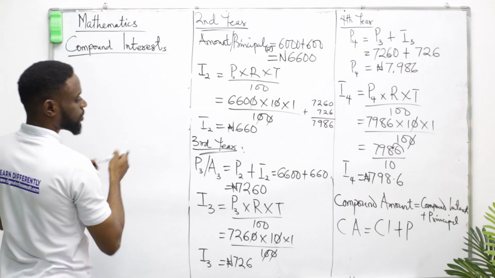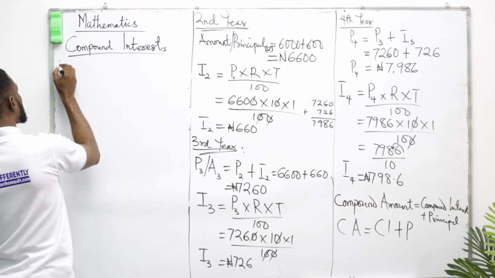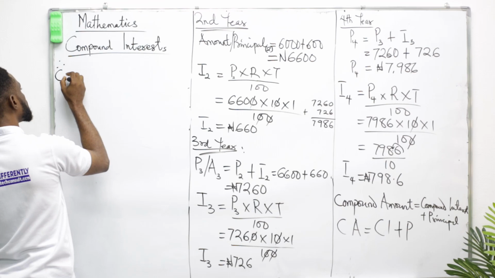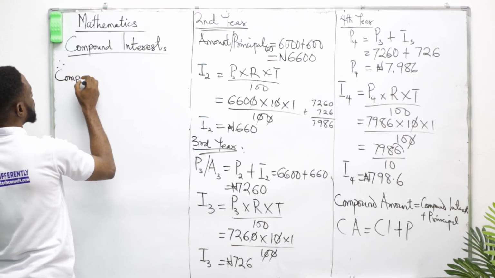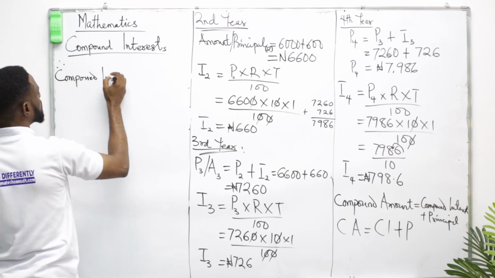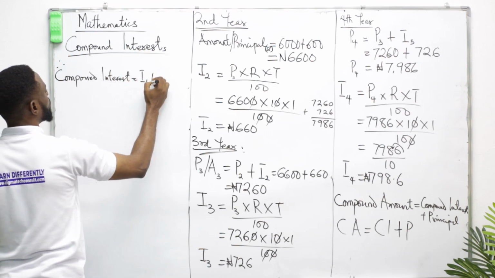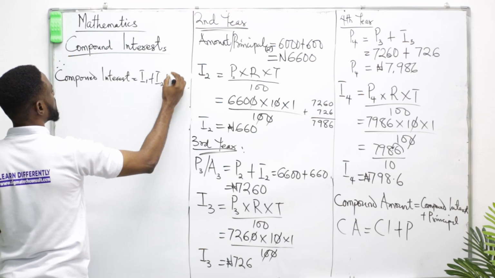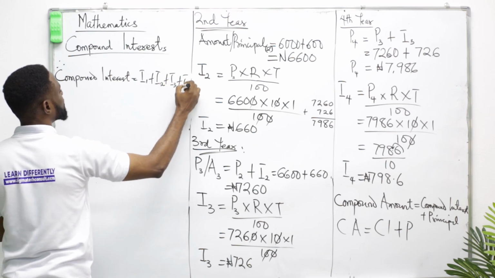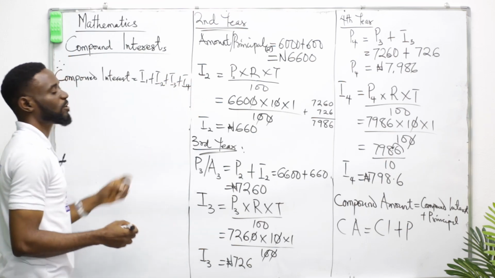All right. So therefore, compound interest is equal to interest for year 1 plus interest for year 2 plus interest for year 3 plus interest for year 4. You get what I'm saying?